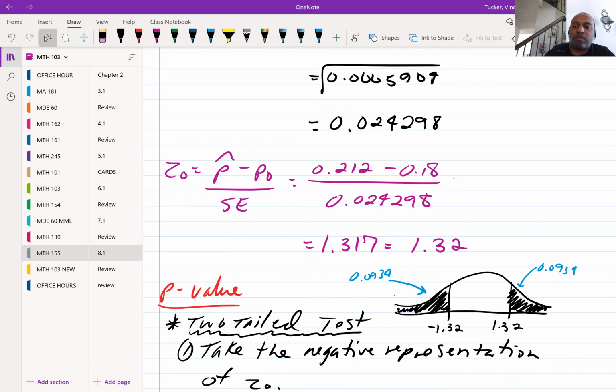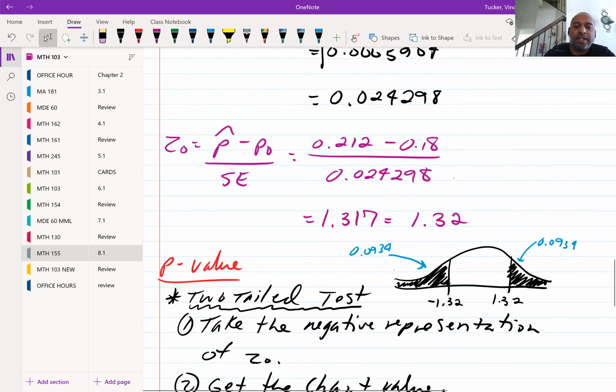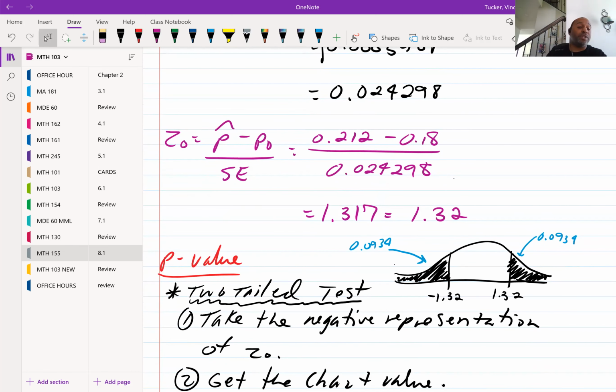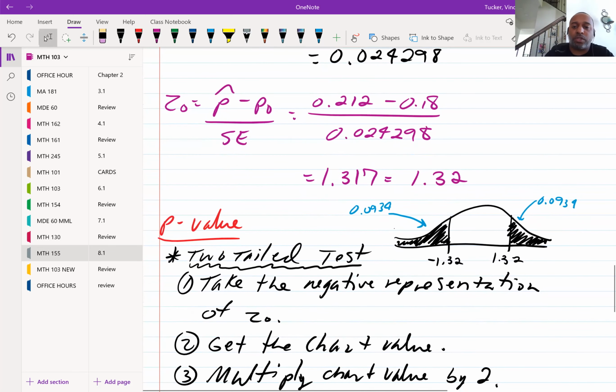All right, so let's check this. A little tricky, a little more to it when you're talking about your two-tailed test. So I wrote a few steps on how we can establish what our p-value would be and how we would look at our z-score chart and all that good stuff.